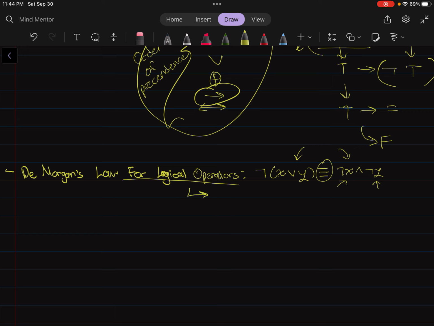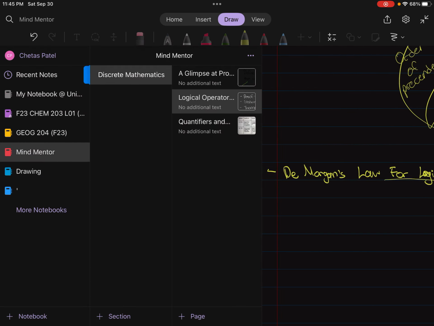The second version of De Morgan's law for logical operators is the statement not (x and y) is logically equivalent to not x or not y. So basically it says that if you have a statement x and y, that just means that x and y cannot both be false at the same time. So not x and not y cannot both be true at the same time, and one of them has to be true at least in order to satisfy this logical expression. And I mean, that's logically pretty self-explanatory.